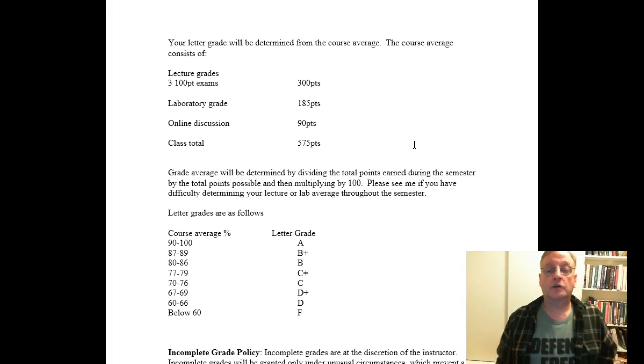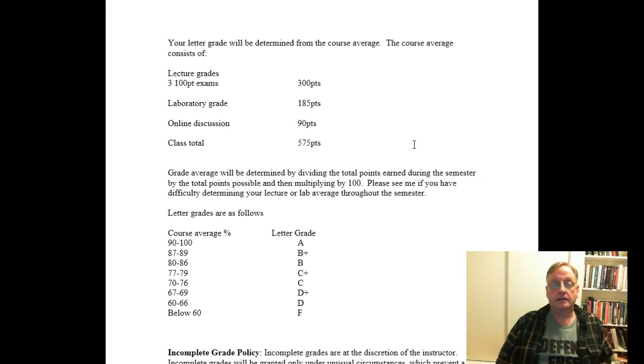So this is how I determine your grade. There are 3 100-point exams. I usually put some extra points in there. Anything above 100 points for each exam is extra credit. There are a bunch of different laboratories that add up to 185 points. There's online discussion sections that add up to 90 points. There's 9 discussions, 3 each third of the course. And that means there's a total of 575 points in the class.